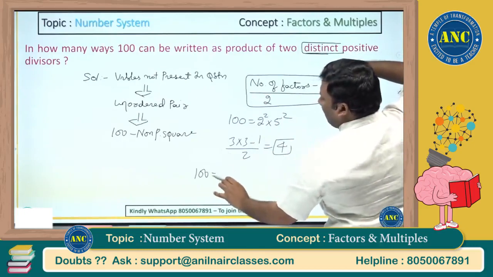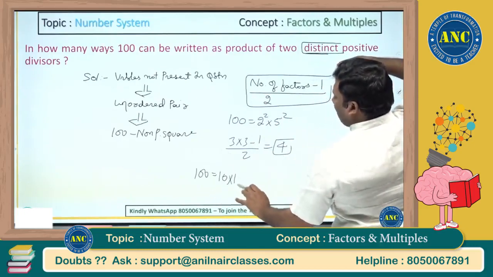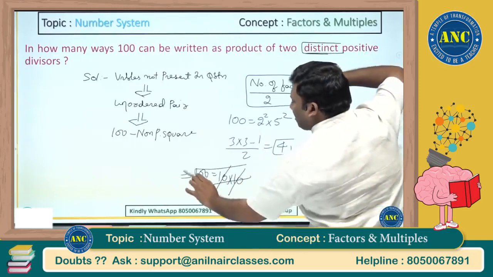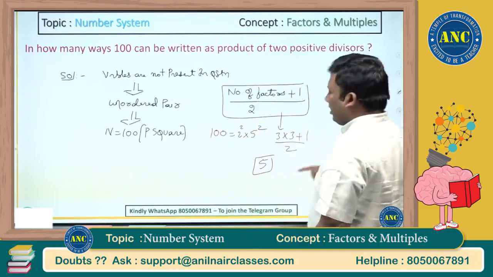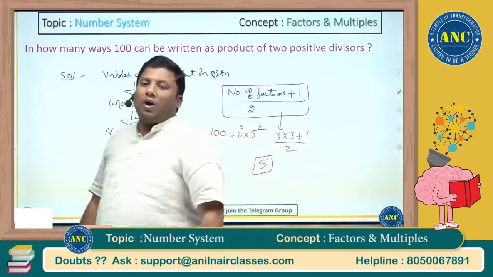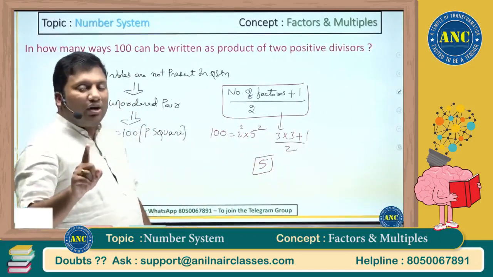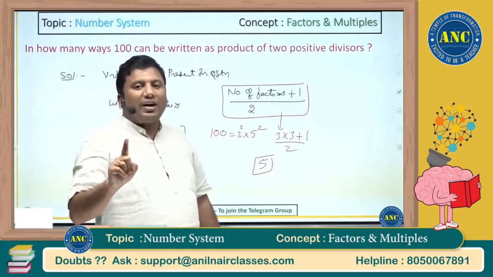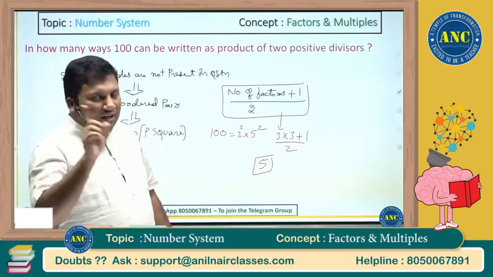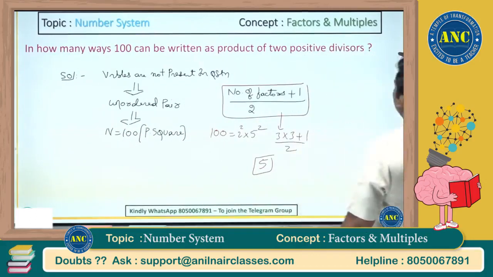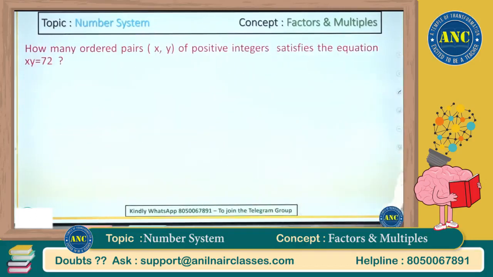100 can be written as 10 into 10, but distinct is there, and 10 and 10 are the same, so I am eliminating this case. That is the reason there is a difference of one case between the previous question and the current question. If the word distinct is there, it is (number of factors minus 1) by 2. If the word distinct is not there, it is (number of factors plus 1) by 2. I hope it is clear.